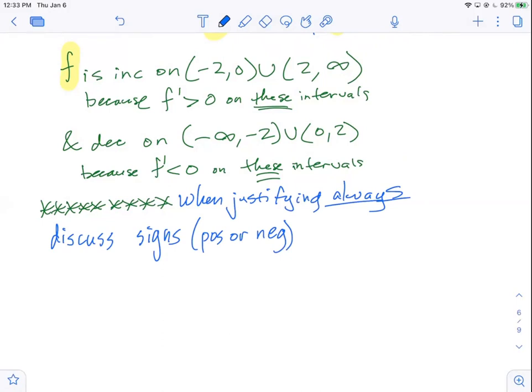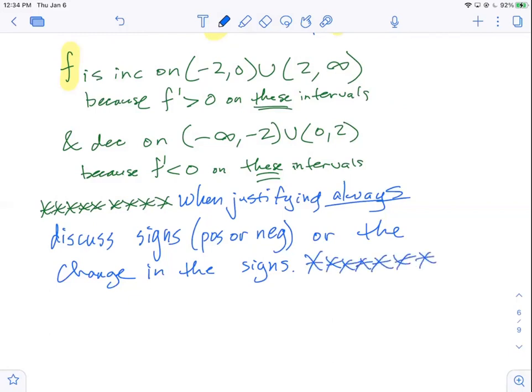Always discuss the signs, positive or negative, or the change in signs, from positive to negative or negative to positive. All the time, every time, never, not always. So don't ever justify anything by saying it is increasing on this interval. Rather say its derivative, whatever that is increasing on, is positive on this interval. Does that make sense? That'll get you through everything. Very important. And of course, I'll keep reiterating that.